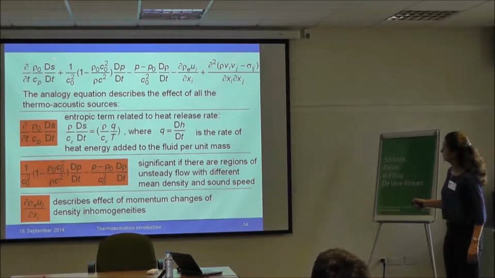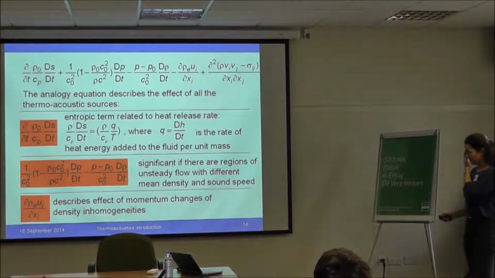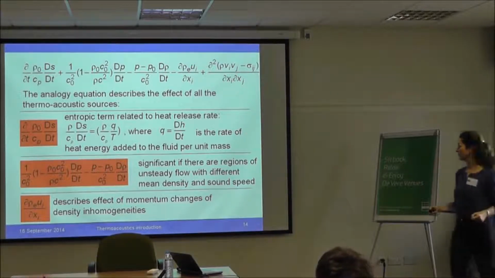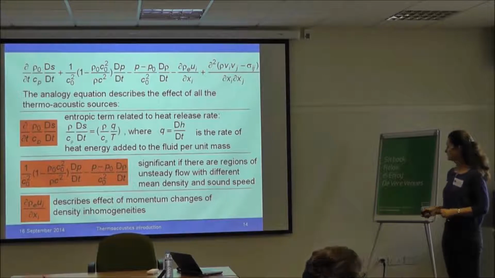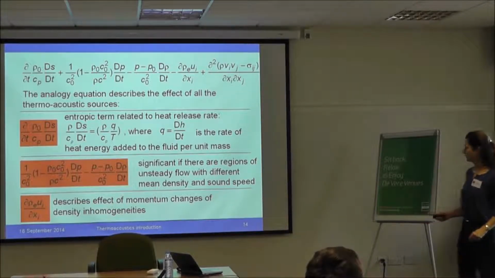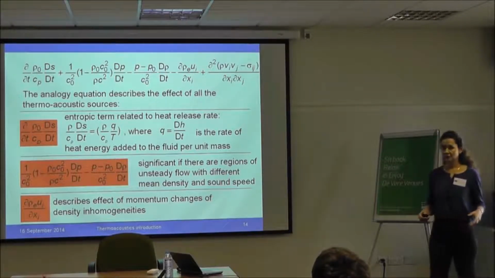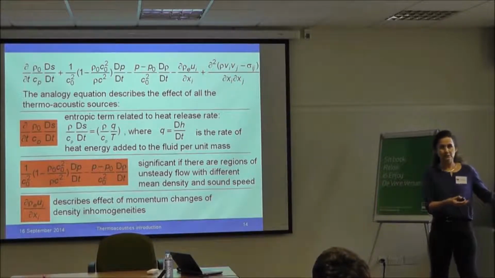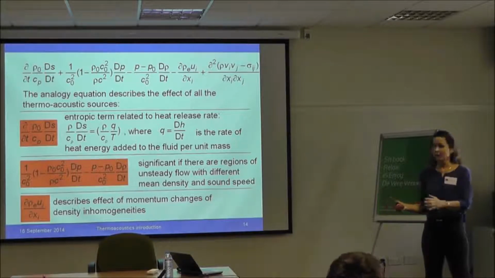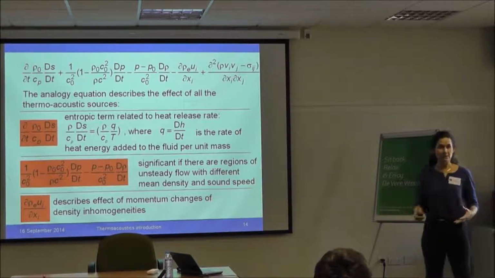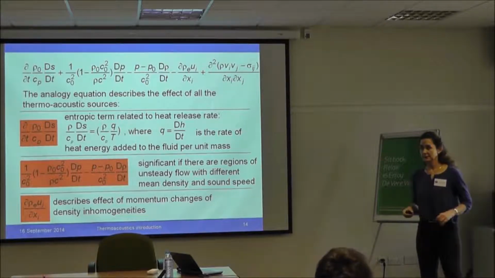Then the next term is this one, and these two lumped together, which we have here. These terms are significant. You can see there are changes in pressure and density. So these terms are significant when there are regions of unsteady flow with different mean density and different sound speed. So there are certain circumstances where these terms become important. And then this last term describes the effect of momentum changes of density inhomogeneities. So if you have a hot spot with a lower density being accelerated through a blockage, say, it's this term that describes the sound radiated by this accelerated hot spot.